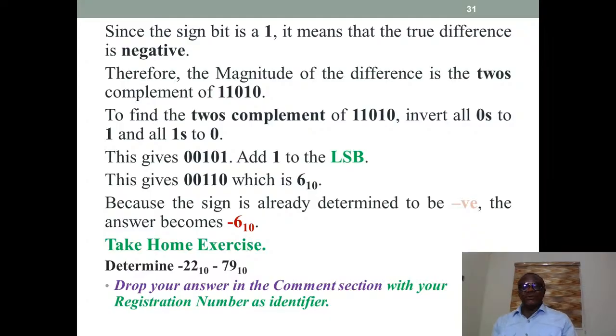So I want you to show me how far you understood these 2's complement, how the computer does that, by trying to do this example for me. Minus 22 in base 10 minus 79 in base 10. We already know what the answer will be in decimal, but we want you to follow how the computer will do it to be able to achieve the result.